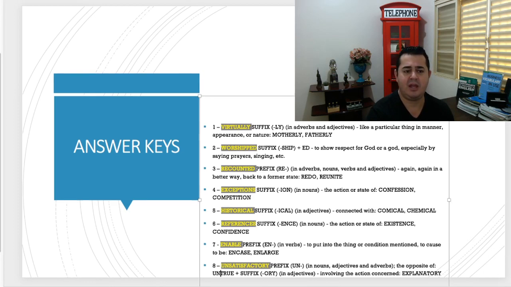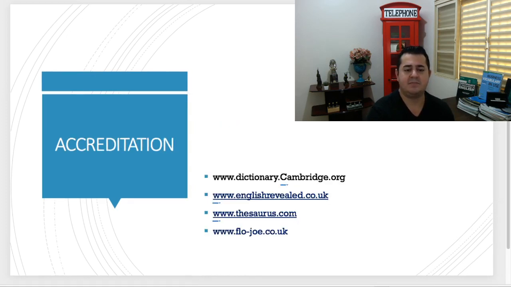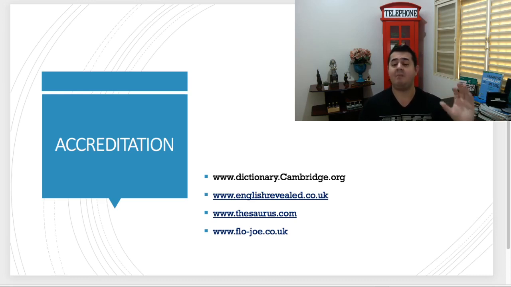Let me just have a look here. And the accreditation is basically the websites I take information from. So my favorite one is dictionary.cambridge.org because I do believe that's the best dictionary in the world. It's very personal to me, but I love the Cambridge Dictionary because they teach you both British and American pronunciation. So as you type a word, you can listen to the pronunciation. You can pick the British or American. English Revealed, they work with a lot of exercises for the Use of English part of the test. Thesaurus.com, another dictionary which I love, and Flo-Joe, another website to learn grammar.